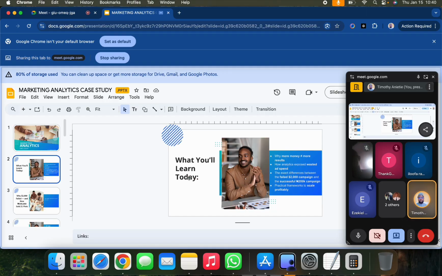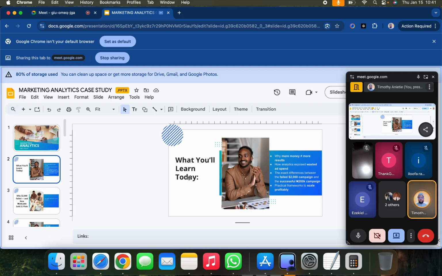So here we have what you will learn today. First and foremost, you will learn why more money in your ad budget does not guarantee more results. The fact that you have more money does not guarantee more results in your ad campaigns. Secondly, how analytics was able to expose our wasted ad spend. This is one of the reasons why marketing analysis and analytics are very important when carrying out your marketing. Don't leave it to chance. You have to intentionally analyze your process.